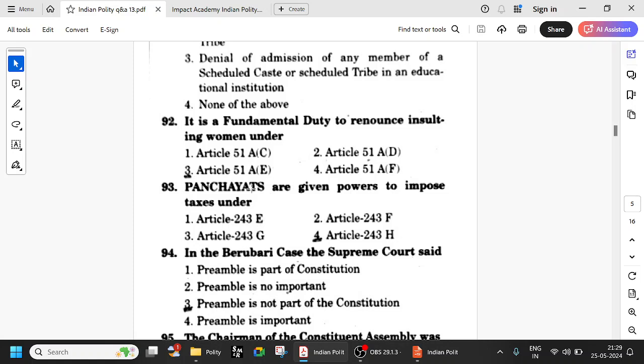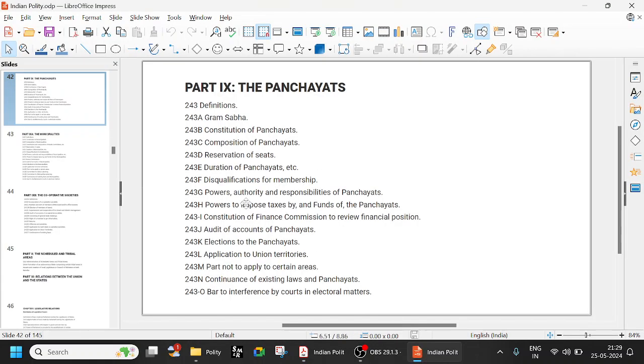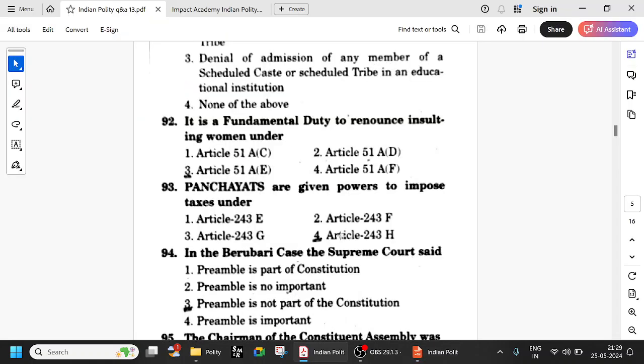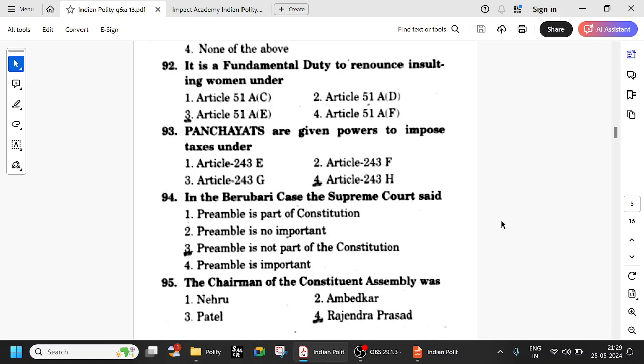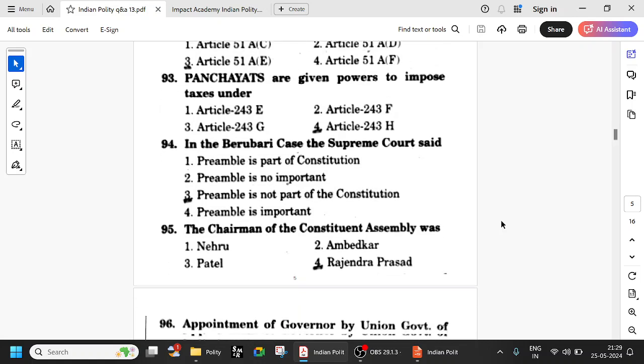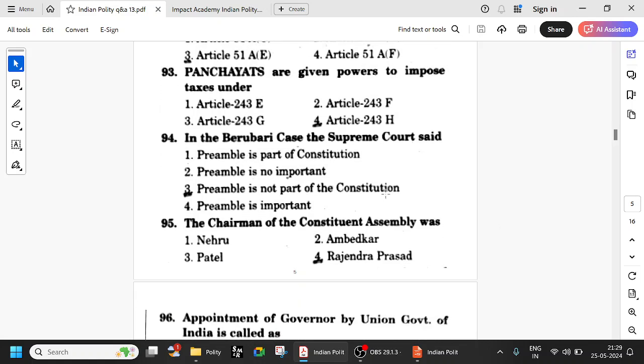Okay, so E is duration. G is powers and authority, everything. F, what we've seen, disqualification for membership. So these are all important. H is taxes. Okay, taxes, funds, etc. comes under H. So in the Berubari case, the Supreme Court said preamble is not part of the Constitution. Okay, remember that.